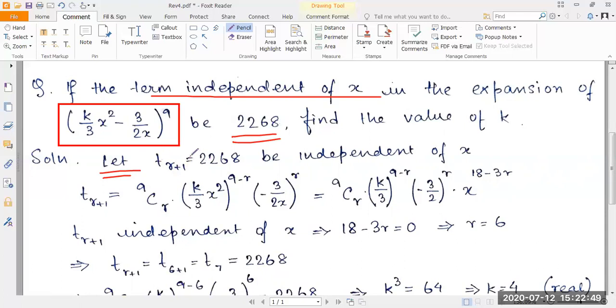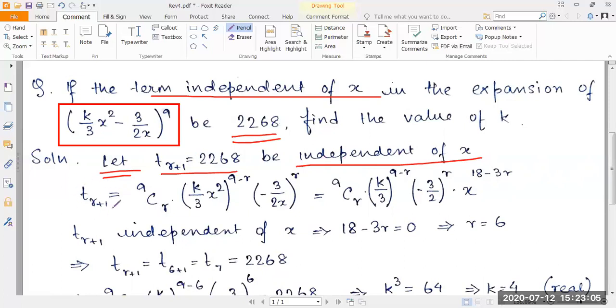So let's say that we have the r plus 1th term of the expansion to be independent of x. And as per the sum, that r plus 1th term will be 2268. So we'll go to this part later. We'll first start with this independent of x part.